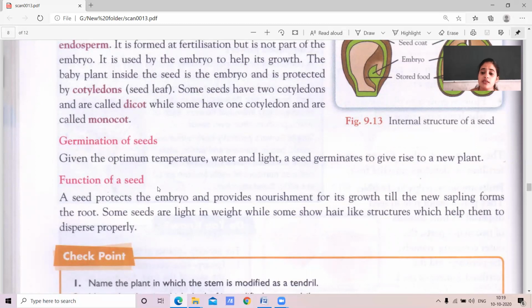So children, in this lesson we learned a lot of things about the plant. We learned that a plant system consists of two major parts, root system as well as the shoot system. In today's class we learned about the shoot system which consists of stem, leaves, flowers, fruit and seed.